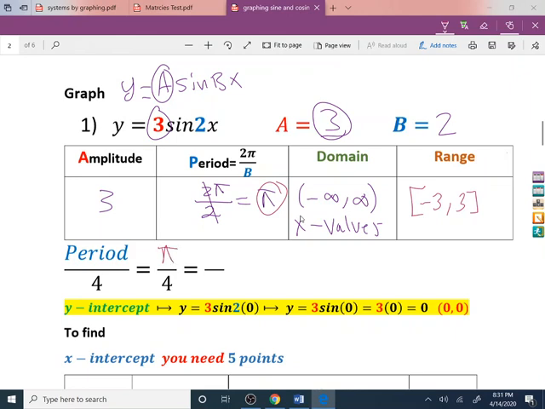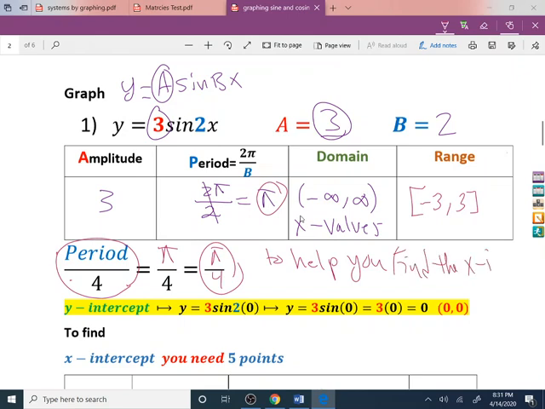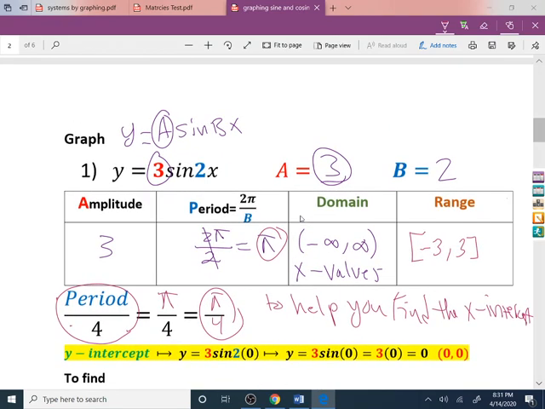Write it down here: pi over 4. This is my period, pi. The period over 4 helps me find the x-intercepts. Okay. Let us see what we can do.